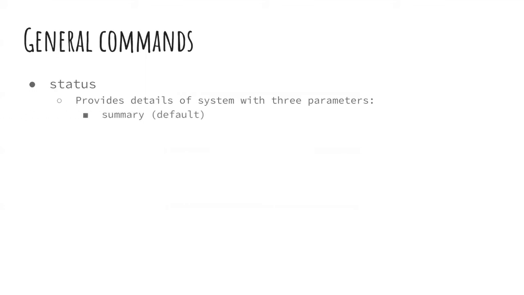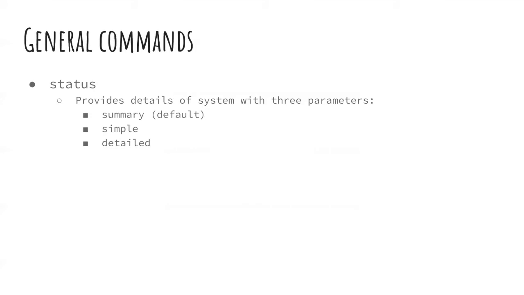So first, let's start off with general commands. General commands are mostly commands about the system. Status provides details of the system, pretty much information about the system. You can use three parameters: summary, simple, and detailed. Summary is the default if no parameter is specified. The names suggest what they mean.